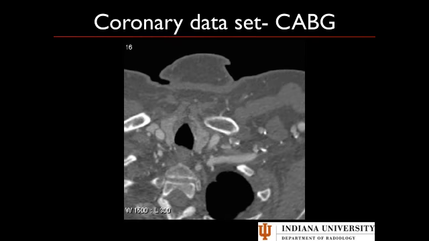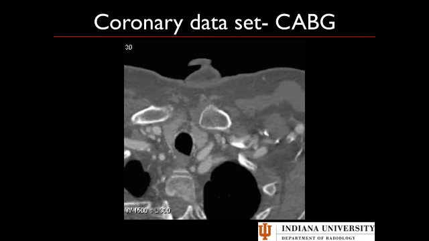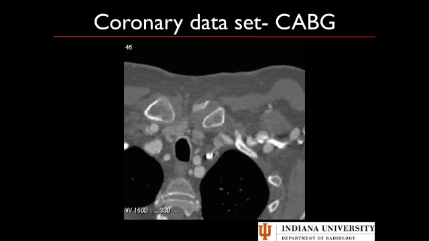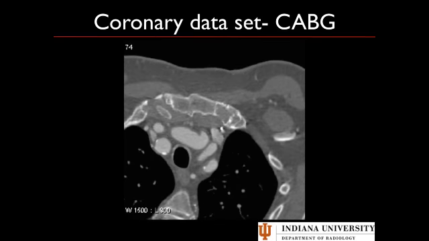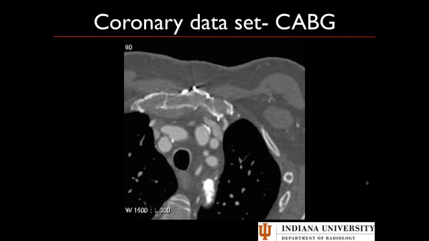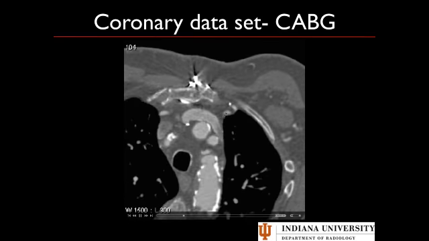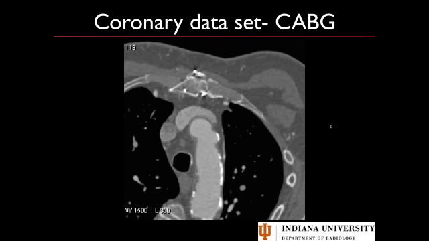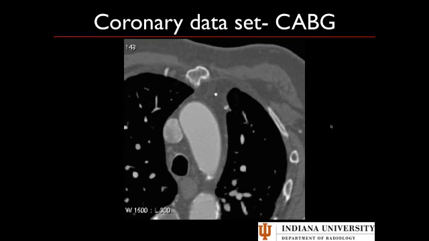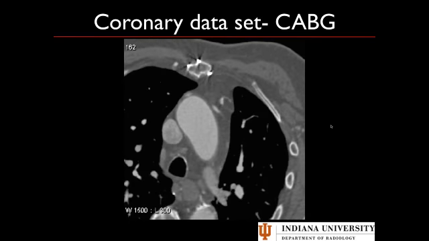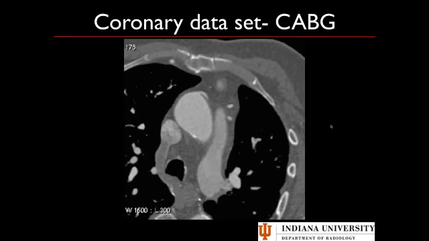Here's a CABG data set. The one thing you'll notice here is that we're starting higher. One thing that you want to make sure you do on a CABG, especially if you don't know if they have an internal mammary bypass graft or not, this patient does have an internal mammary bypass graft. So you want to start relatively high so you can see the origin of that left internal mammary artery from the subclavian. Some people argue there can't be stenosis at the inflow.